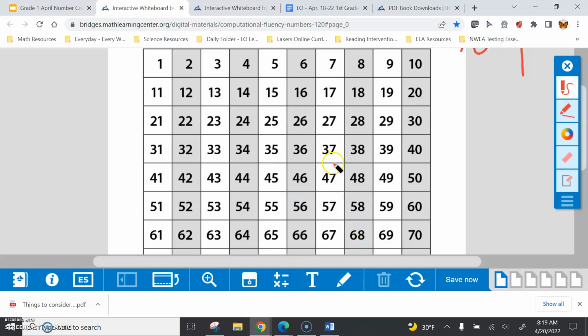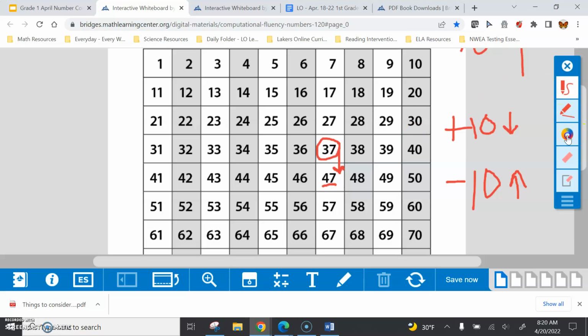If we said 37 plus 10, remember, when we're adding 10, we go down on the chart. If we are subtracting 10, we go up on the chart. So the math fact I just asked you was 37 plus 10. 37 plus 10, which means we are going down, and that answer is 47.